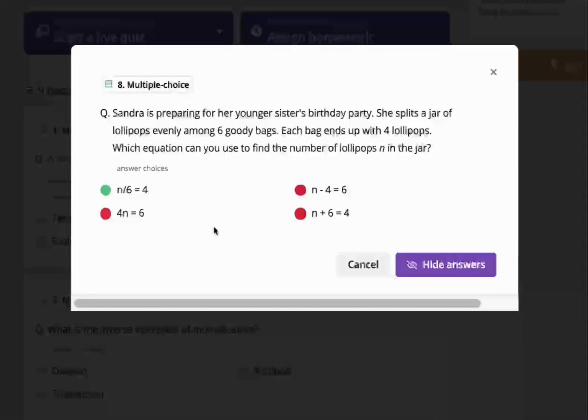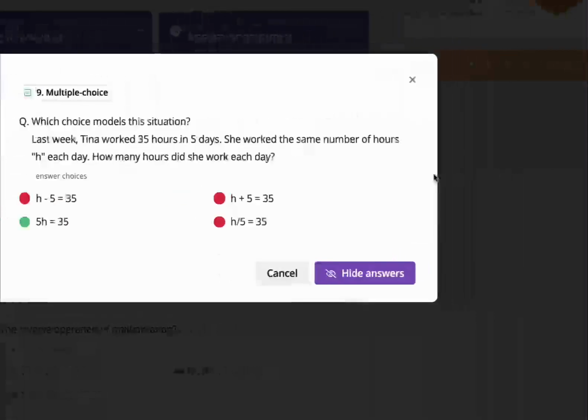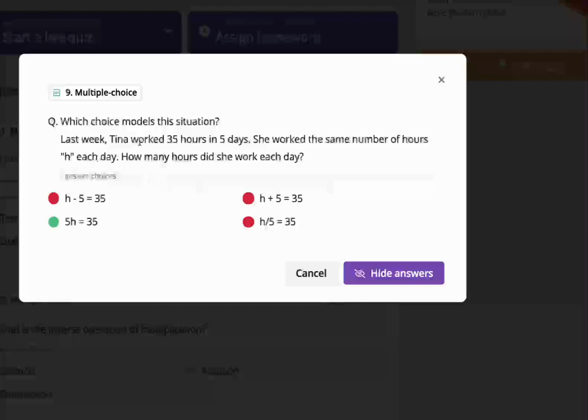In this question, my heroes, the correct equation is n divided by 6 equals 4, because she divides the lollipops into 6 bags. So n is the number of lollipops divided by the number of bags equals 4. Okay, and we have one question left. Last week we have 35 hours in 5 days. We need to find how many hours each day. So 5 times the number of hours each day should give 35. So 5h equals 35.